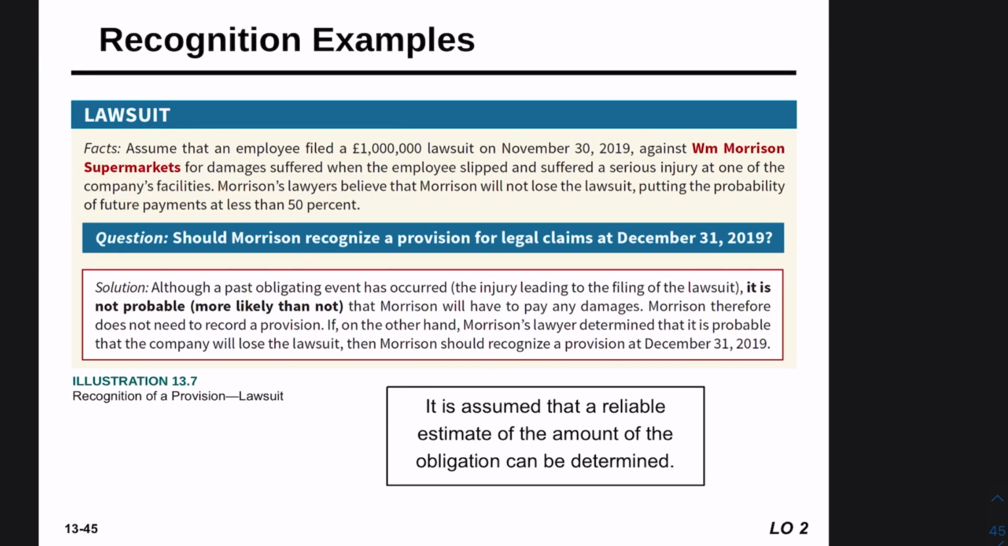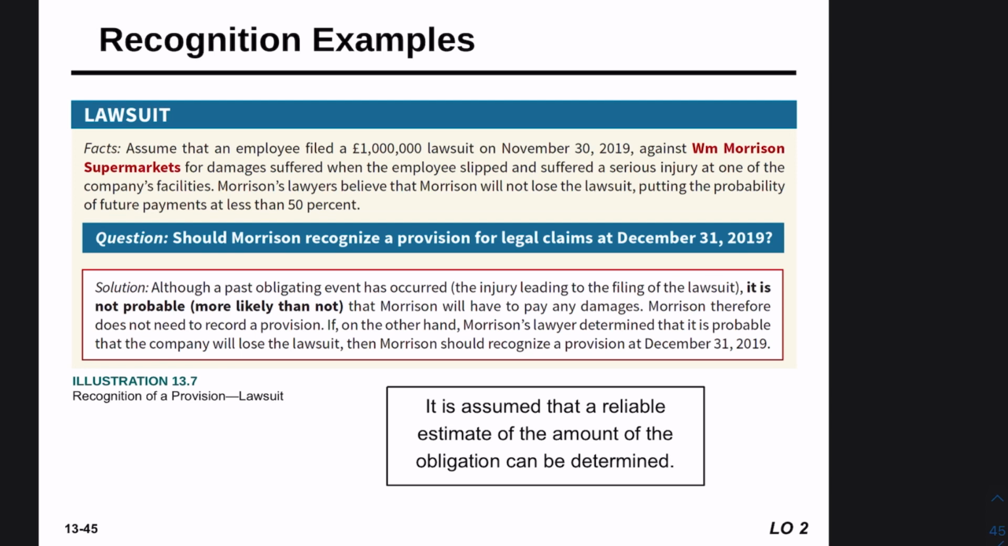And then we have, let's assume, that an employee filed a 1 million lawsuit on November 13, 2019 against WM supermarkets for damages suffered when the employee slipped and suffered serious injuries at one of the company's facilities. The supermarket's lawyers believe that they will not lose the lawsuit, putting the probability of the future payment at less than 15%.